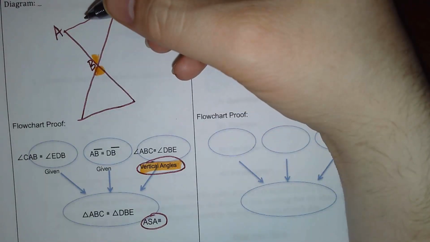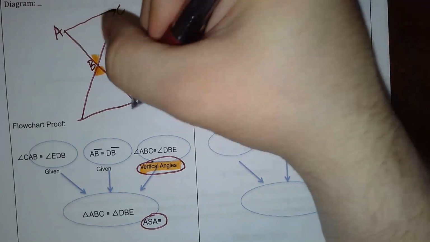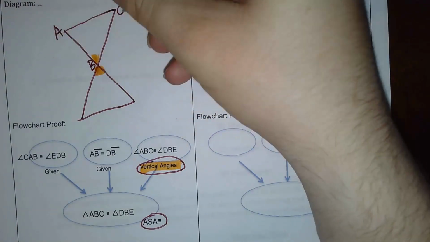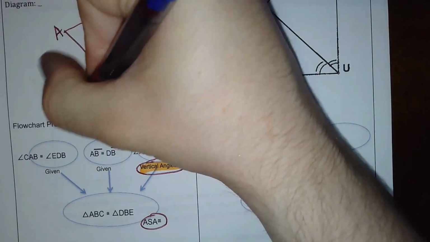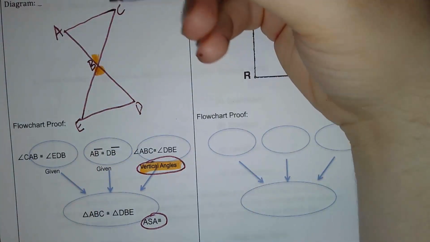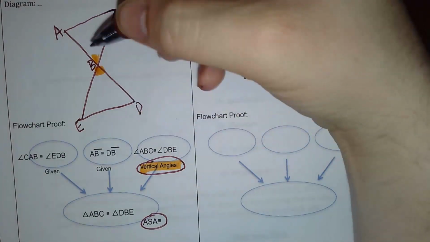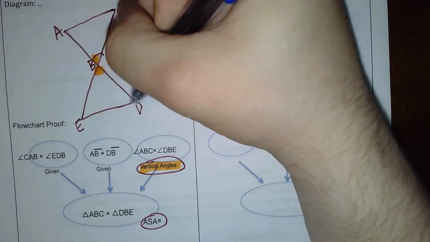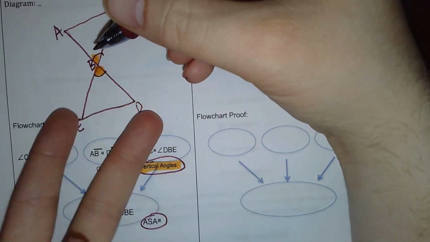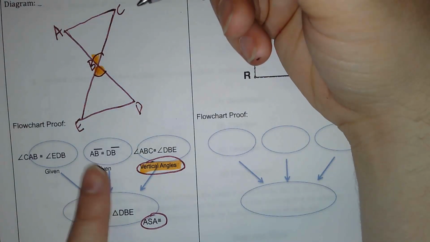And I'll also write ABC, DBE. I'll also write those letters right there. So let's just double check. Let's make sure that these angles are vertical to each other. ABC is vertical to DBE. That's great. I could have probably switched those letters. That's fine if they're switched. But let's go ahead and label the rest of this now.